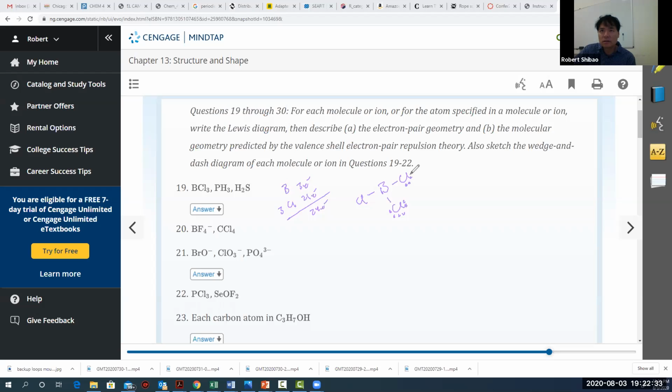So we'll need an additional 6 electrons to each chlorine. Now, how many is that there? That's going to be 2, 4, 6, 8. 8 times 3 is 24. So we've used up all 24 electrons, but boron is short of an octet.